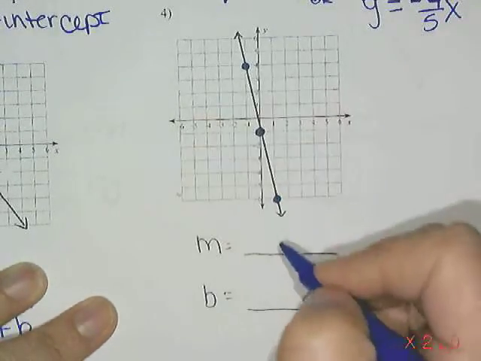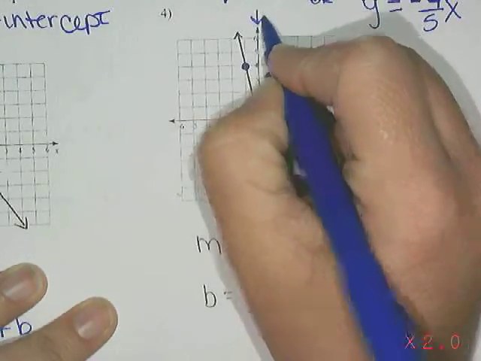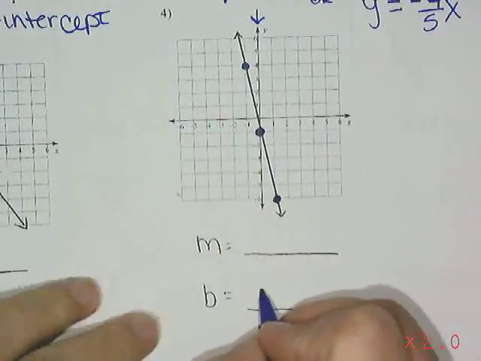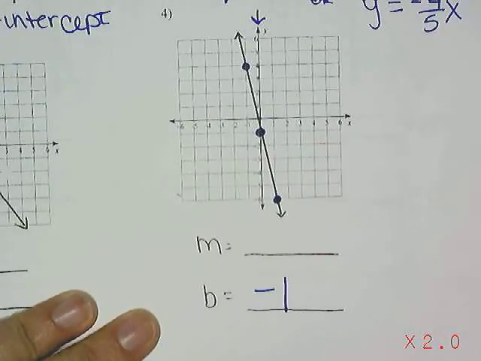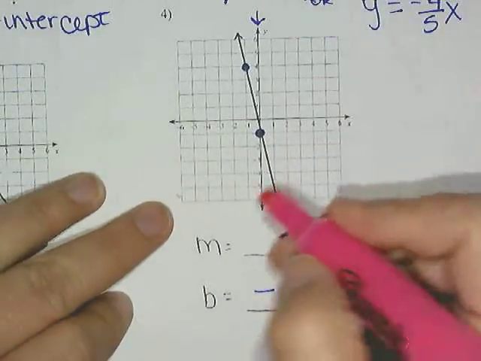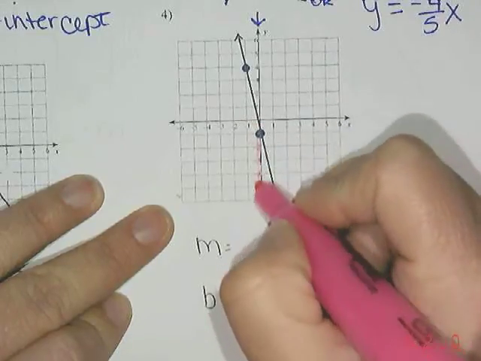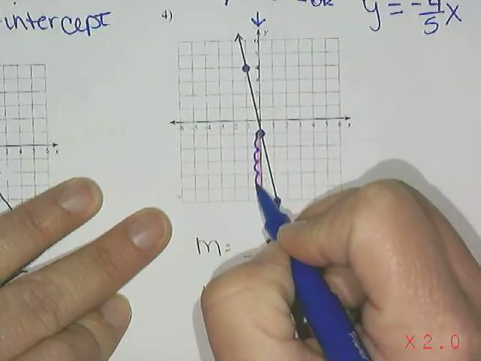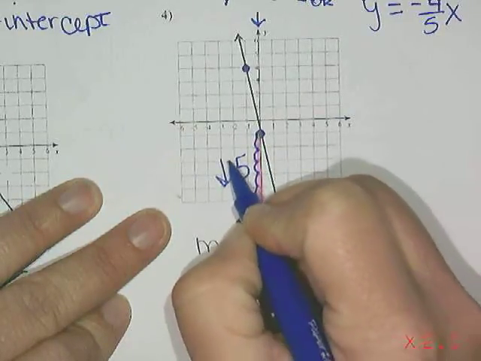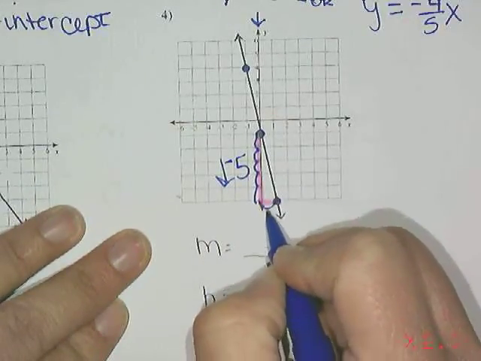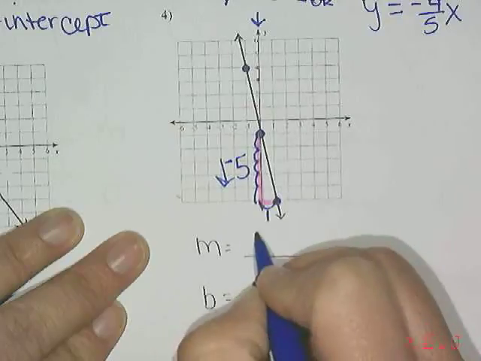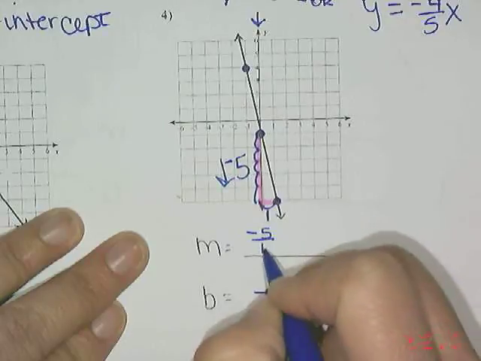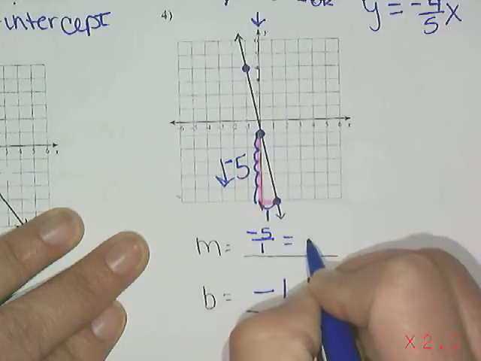Now, where does it cross the y-axis? Remember, the y-axis is right here, and my line is crossing the y-axis at point negative 1, so my b is negative 1. I'm going to go ahead and figure out what my slope is. Remember, the slope is rise over run, and so I've got to go down 1, 2, 3, 4, 5. I'm going down 5, and when I go down, remember that's negative. I'm just going to go to the right 1. So my slope is rise over run, negative 5 over 1. You have to reduce this if it's possible. Negative 5 divided by 1 equals negative 5.